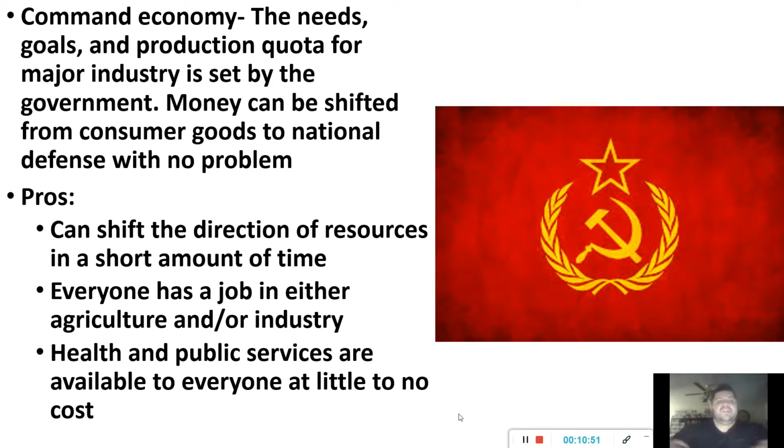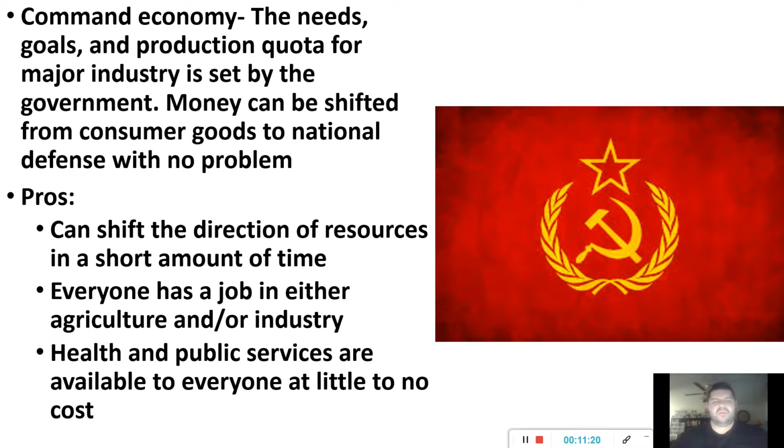So the next one is command economy. Now here's the thing. This is really associated with communism. Okay, the needs, goals, and production quotas are set by the government. The government basically controls everything, and money can be shifted from consumer goods to national defense, no problem. Wherever something needs to get done, it gets done. Okay, and that's one of the pros.